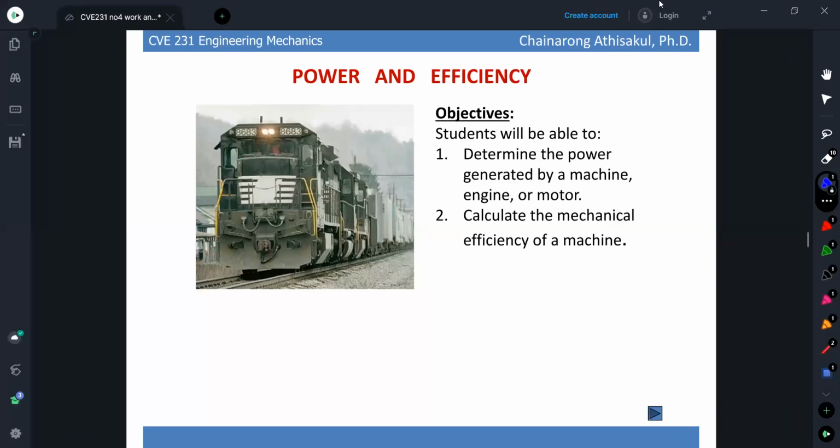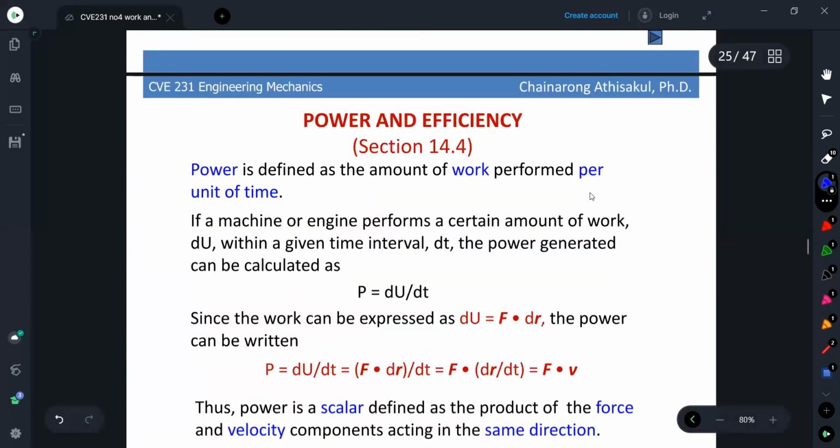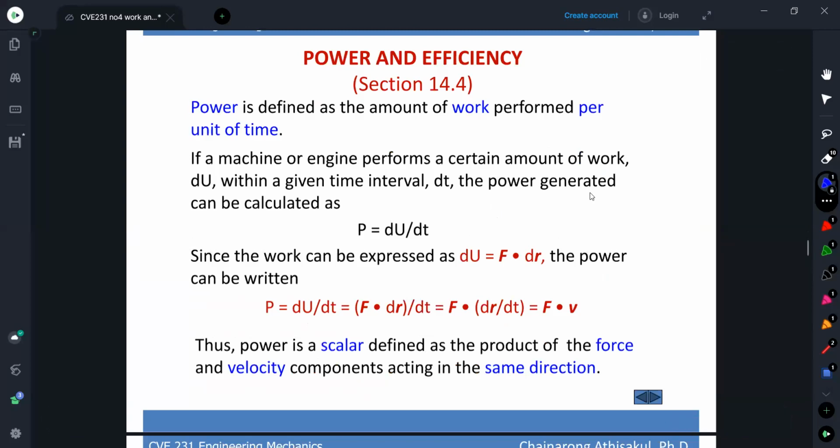In this topic we will be talking about power and efficiency. Power is defined as the amount of work performed per unit of time, or it can be calculated by the derivative of work with respect to time.